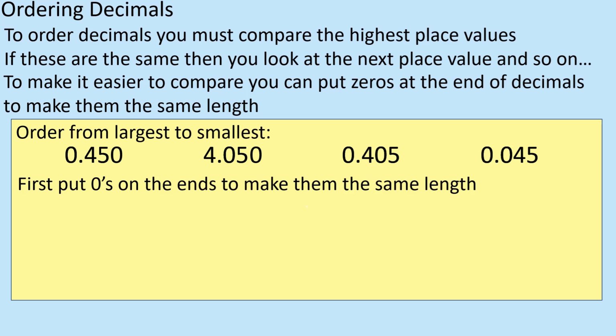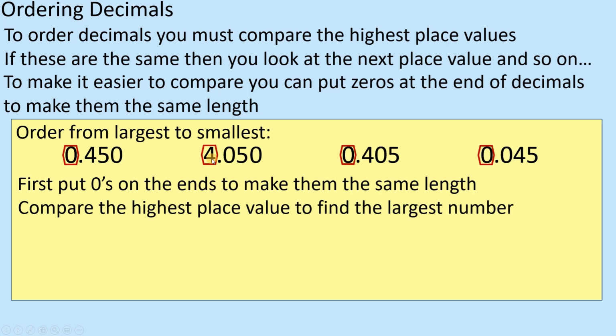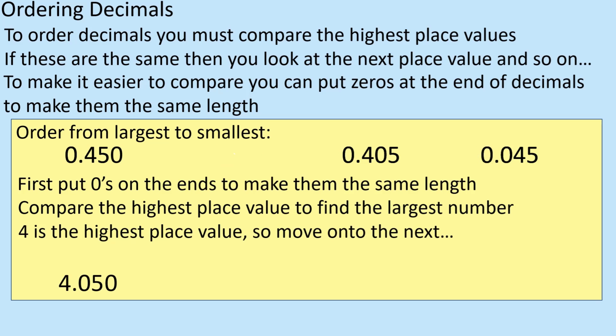So what I'm looking at is obviously the highest. So I'm going to start with the first digit. Well, that's a 0, that's a 4, that's a 0, that's a 0. So clearly this one is the biggest. All right, so we can quickly identify that that is the biggest. So I'll put that one in order.